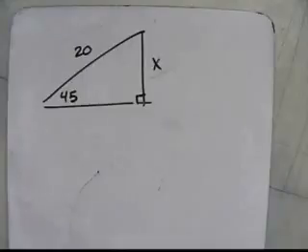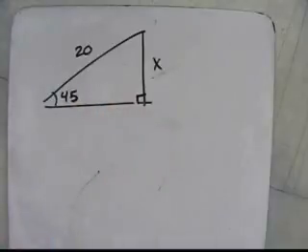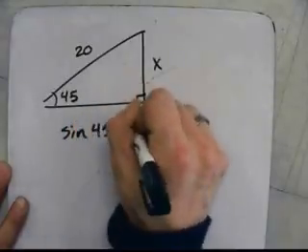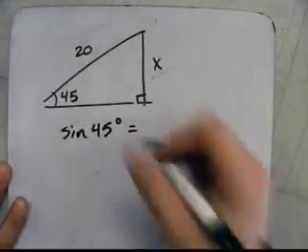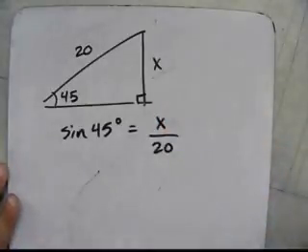Now what I would do is figure out which trig function they're actually asking me to look at here. From 45 degrees, from this angle, what side did they give me? Opposite and hypotenuse. So which trig function? Sine, good. So sine of that angle, 45, that's my theta, equals opposite over hypotenuse. Sine of 45 equals x over 20.